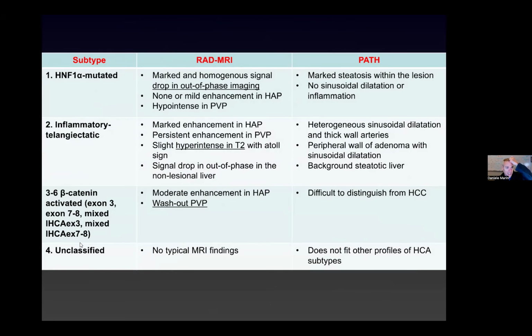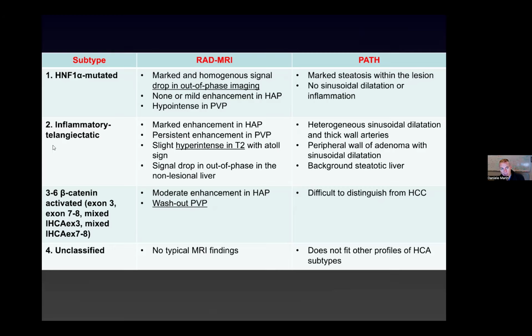I just want to say that the classic finding of the HNF mutated is the presence of fat, and these are the ones that are the most benign. They have a low propensity for bleeding, and they almost never undergo malignant transformation.